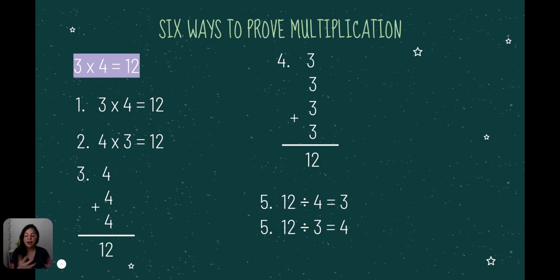And for our part 5 is where we see something different. So for part 5, we're going ahead and bringing in division. So we have 12 divided by 4 equals 3. And then for part 6, which on here says 5, I'm sorry, is 12 divided by 3 equals 4. So as you can see, for 5 and 6, all we did was flip the equation. And that is our 6 ways of proving multiplication.